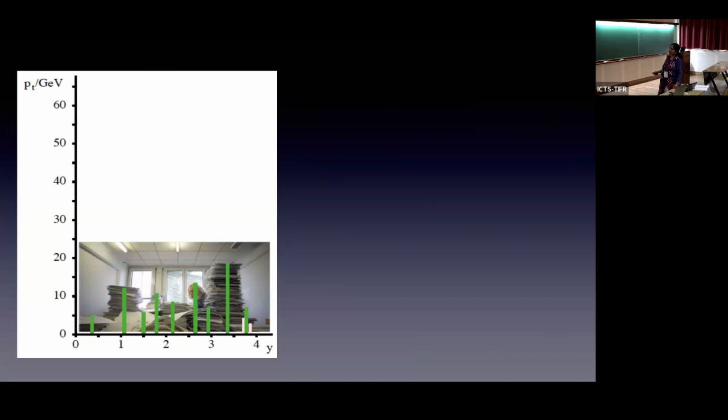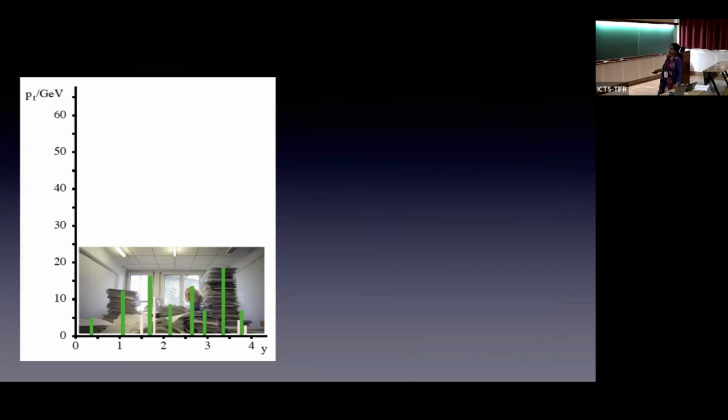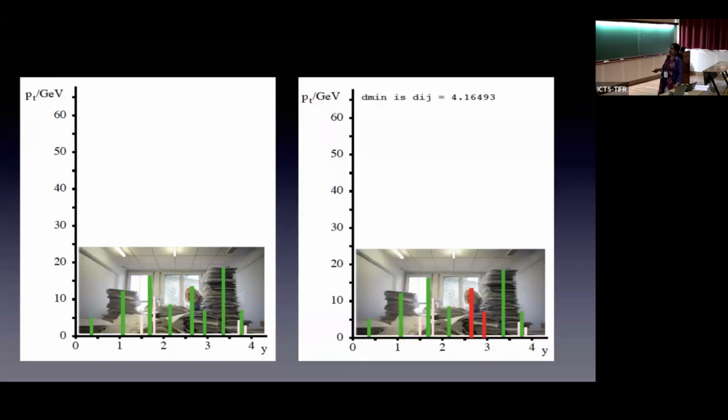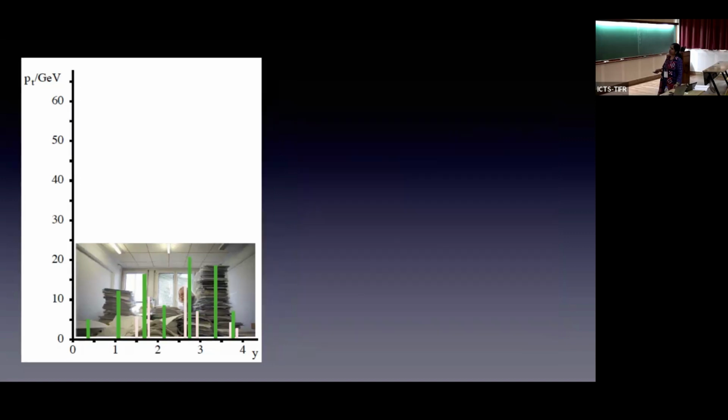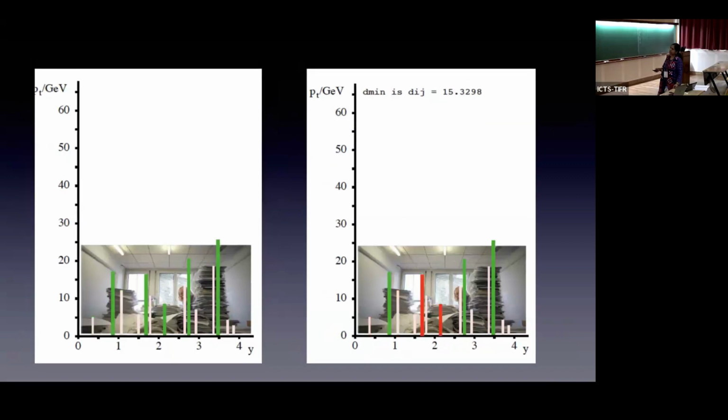Then you again calculate the dij treating this object as a particle, and suppose you find the minimum between this and this. So you found that dij is minimum for these two particles. Then you again recombine them to get this pT, and you keep on repeating this procedure till they all fall within the same R that you have decided on.